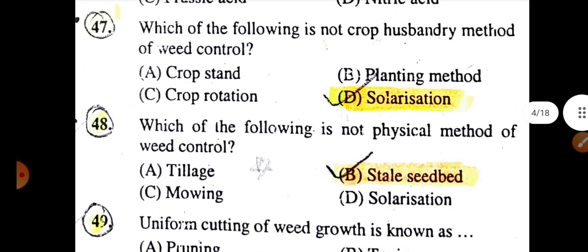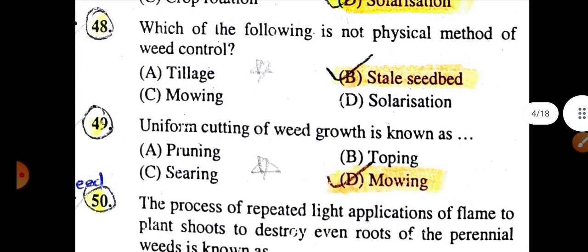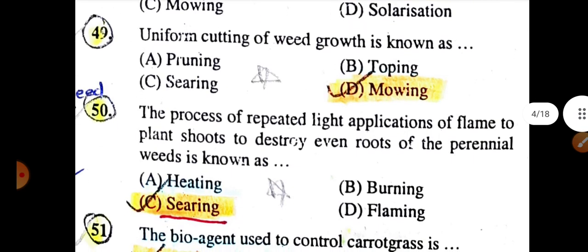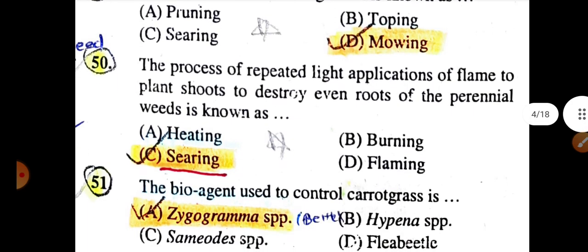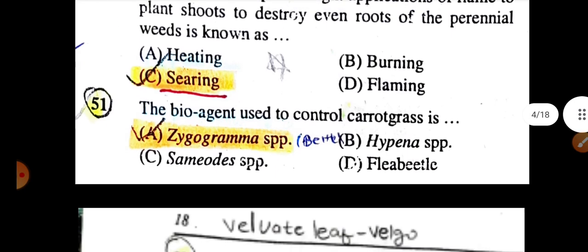Which of the following is not a crop husbandry method of weed control? Solarization. Which of the following is not a physical method of weed control? Tail seed bed. Uniform cutting of weed growth is known as mowing. The process of repeated light application of flame to plant shoots to destroy even the roots of perennial weeds is searing.